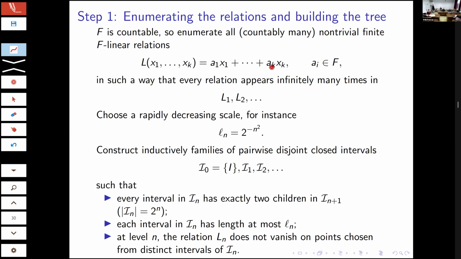Affine means that you have an expression of this kind where the coefficients are from the field F.